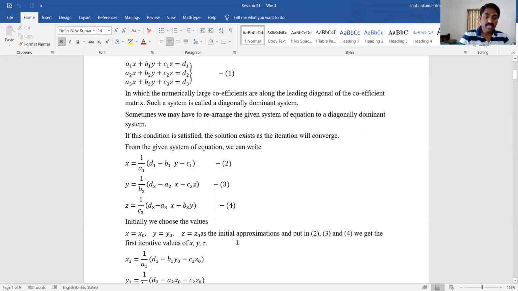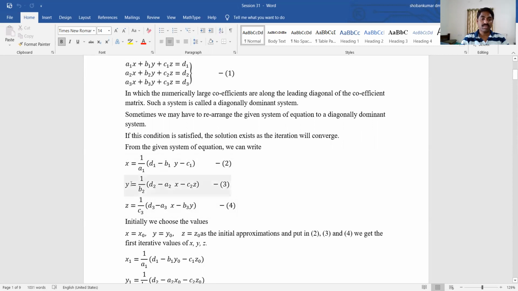Now, choosing the initial approximations of x, y, z. In the Gauss-Jacobi method, we choose x, y, z as 0. X is equal to 0, y is equal to 0, z is equal to 0. In general, x equal to x naught, y is equal to y naught, z is equal to z naught. Here, x is equal to 1 upon a1 (d1 minus b1 y naught minus c1 z naught), y is equal to 1 upon b2 (d2 minus a2 x naught minus c2 z naught), and z is equal to 1 by c3 (d3 minus a3 x naught minus b3 y naught).